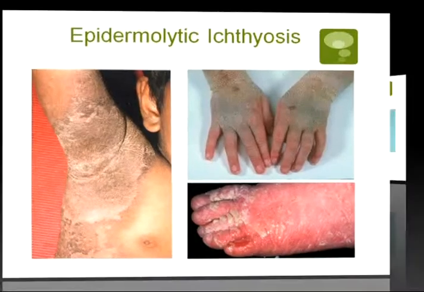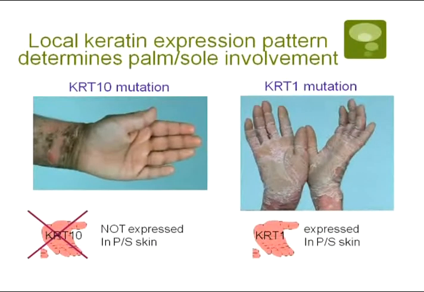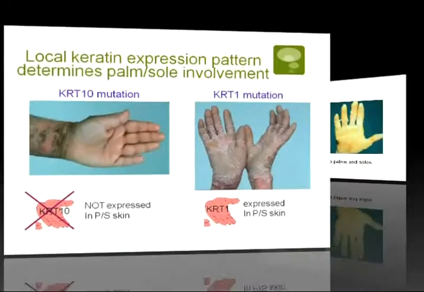Depending on where your keratin is expressed, you might have different clinical features. For example, keratin 10 is not typically found in the skin of palms and soles, so this patient has very severe hyperkeratosis, but the palm is spared, in contrast to individuals with a keratin 1 mutation, which is strongly expressed on palms and soles, and therefore this site is more affected.